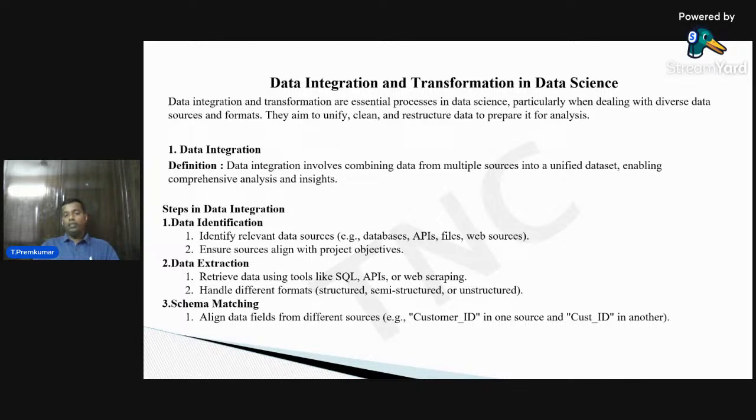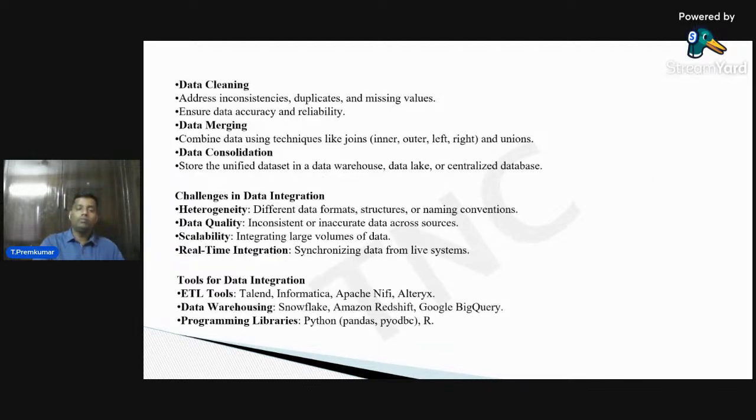So once we identify the data, we go for extracting the data, which should be meaningful data, and it should also be in structured formats. After that, we can go for the matching process by identifying examples like customer IDs, roll numbers, and order IDs. Whatever we are taking, we will use a unified name for the schema matching. And after data integration, we go for the cleaning process.